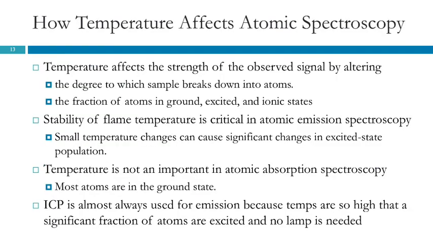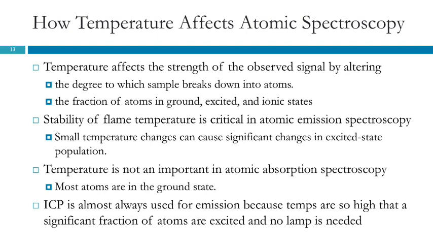So temperature can affect the strength of your signal. It does this in a couple of ways. It can alter the degree to which the sample breaks down into atoms. If your sample's not breaking down completely, then you're not going to get as good of a signal. It also can affect the fraction of atoms that are in the ground state, excited states, and even ionic states.